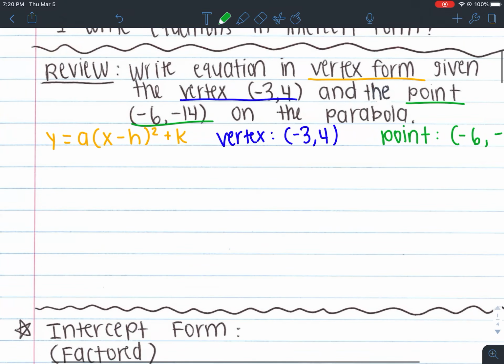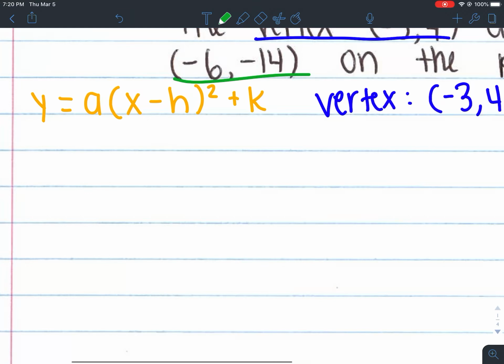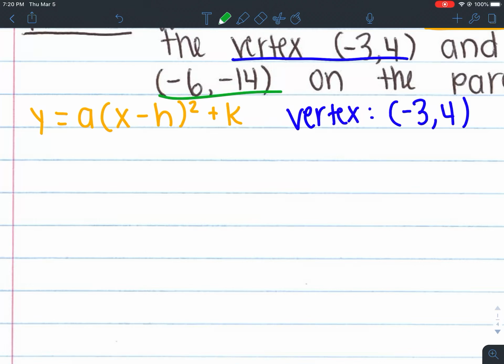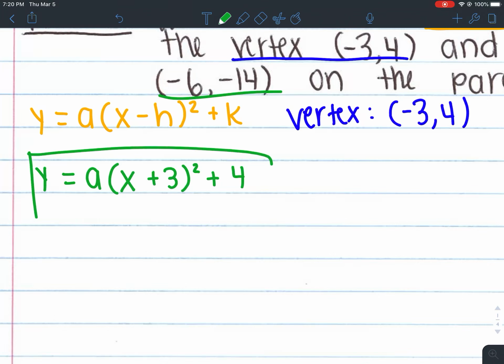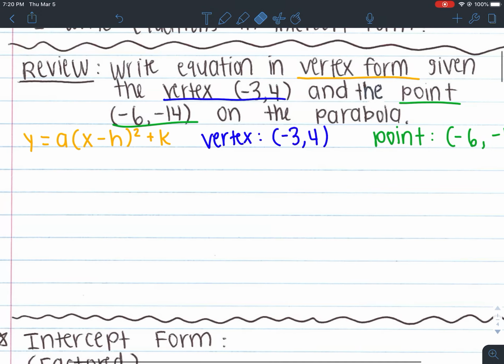For vertex form, what do I have so far? If I plug in the information that I know, I need the vertex, right? So I have y equals a parentheses x, and then what's my h? It's going to be +3. And then my k is +4. Is this my final answer? It's not, right? Because I don't know what a is. I need to have a in order for my vertex form to be complete.